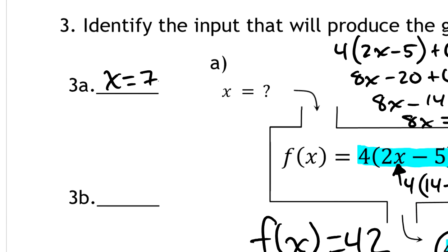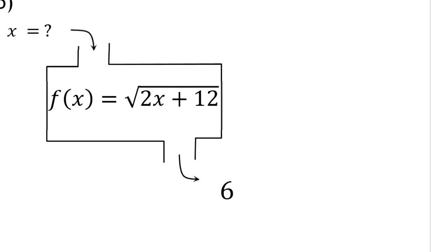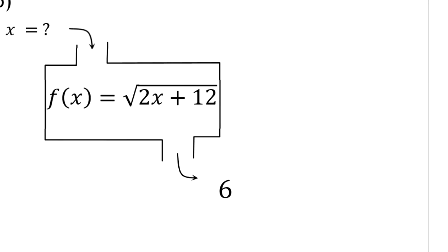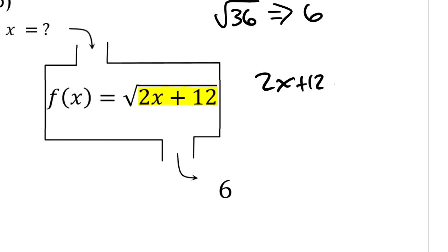For b, it's kind of soon for this, but I will say I know something about the square root. In fact, the square root of a particular number does produce 6: the square root of 36 is 6. This is a useful observation. Later on, we'll call this the looking inside method. Basically, I want to make 2x plus 12 the same as 36.